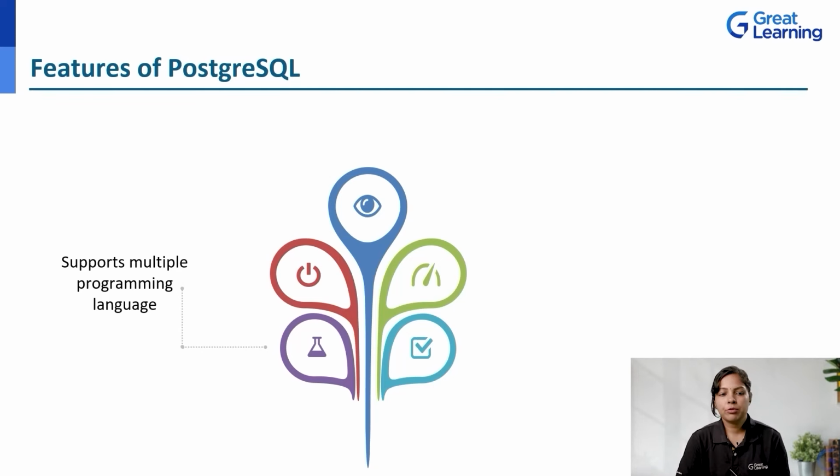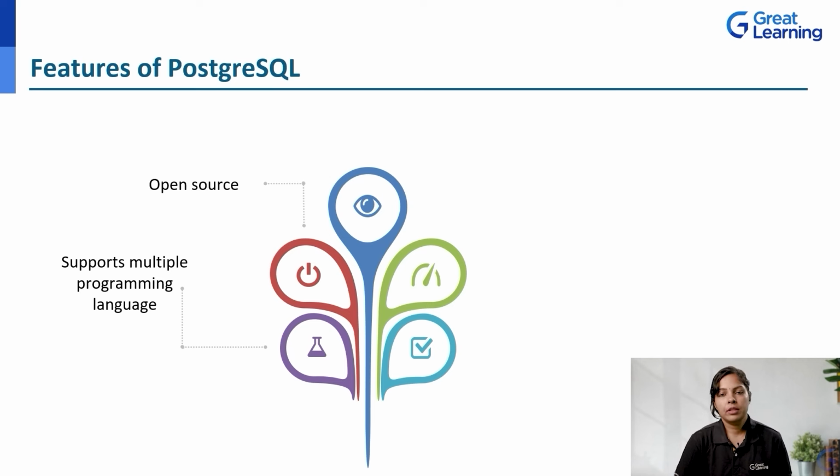As I said, there are other relational database management systems as well as object-oriented DBMS in the market. So why is PostgreSQL widely used? To understand that, you have to understand the different features of Postgres. The first one is that it supports multiple programming languages, like Java, Python, C, C++, Ruby, .NET, PHP. All these programming languages are supported by Postgres, and that is one of the very strong features of Postgres.